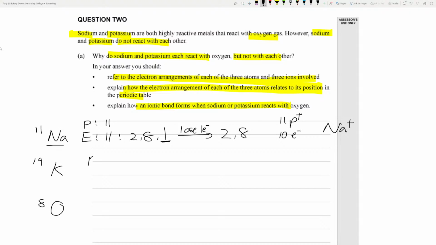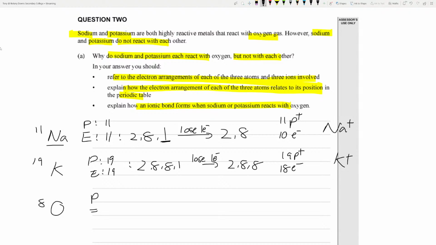Potassium is the same thing. It has 19 protons, 19 electrons, so the arrangement is 2, 8, 8, 1. Again, the outer shell is not full, so it's going to lose 1 electron and become 2, 8, 8. So it has 19 protons and 18 electrons, so this is K+. Whereas oxygen has 8 protons, 8 electrons, and an arrangement of 2, 6. So this will gain 2 electrons and become 2, 8. It has 8 protons and 10 electrons, so you have two more negatives than positives, so it's O2-.